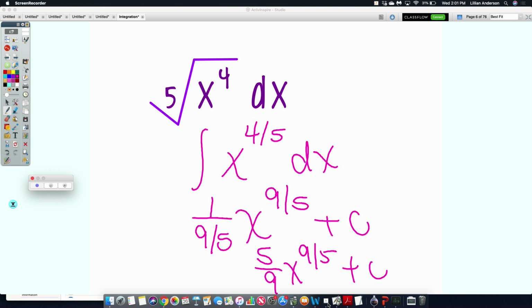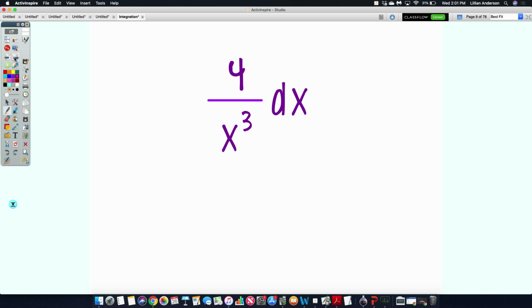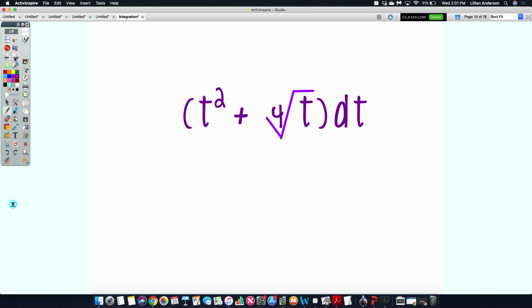You can leave it just like that because it's a positive exponent. You don't have to worry about putting it back into the radical form or anything like that. Okay, let's get to the one that's a little bit more involved. Let's do this one. Okay, we got this one?